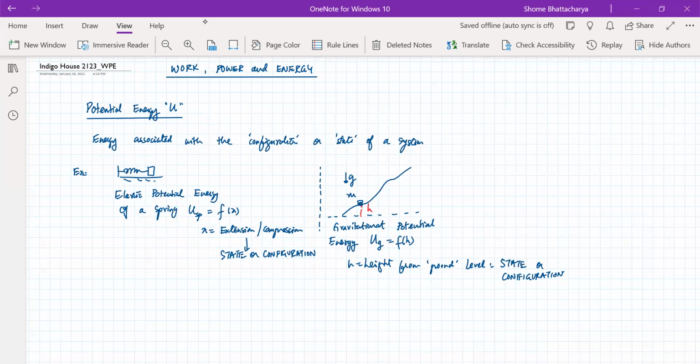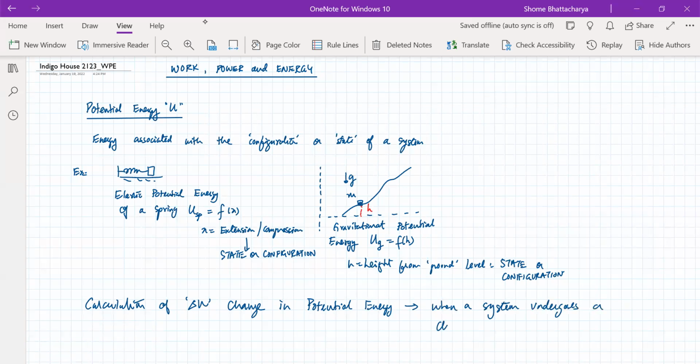Okay, so now calculation of delta U, that is the change in potential energy during a certain process in a system. Change in potential energy occurs when a system undergoes a change in state or configuration.